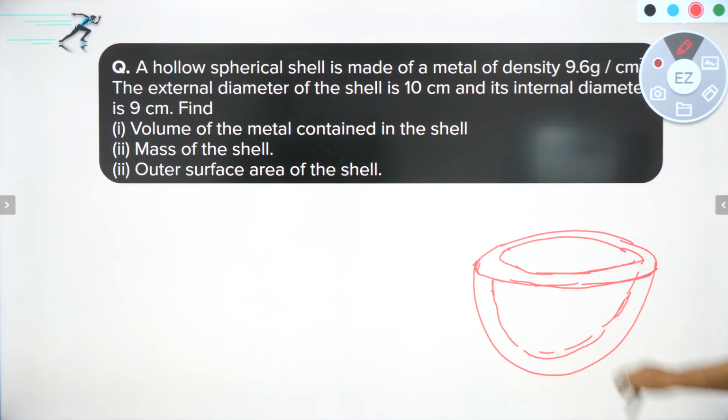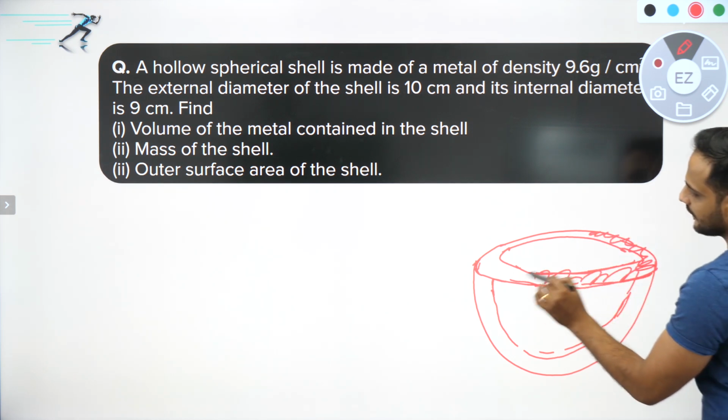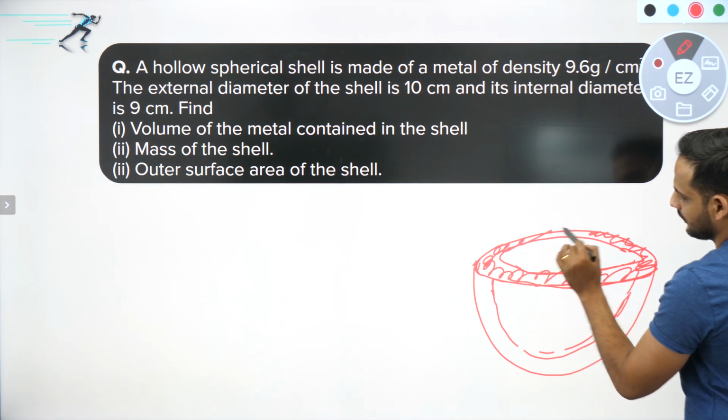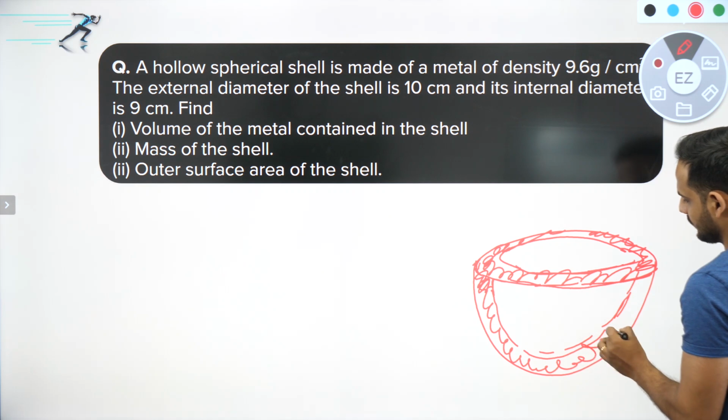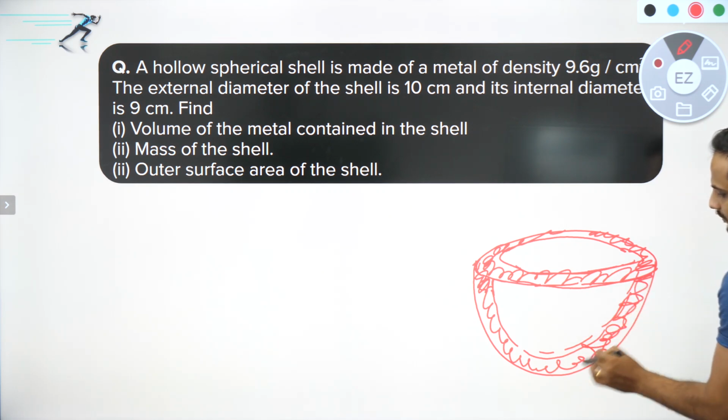This is how it looks. This is only here. Inside it is empty. This is the material here. Similarly, it is only available here. Inside it is all empty. This is what you mean by hemispherical shell.